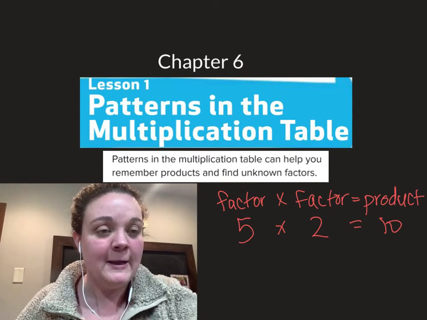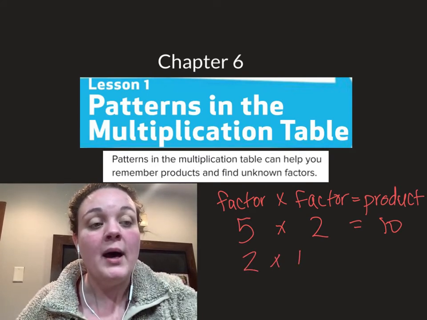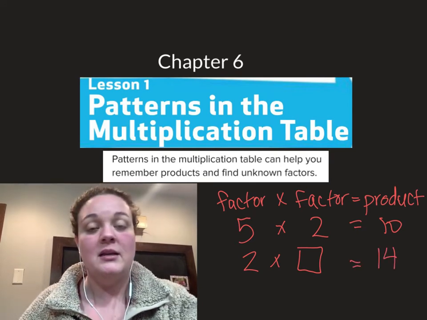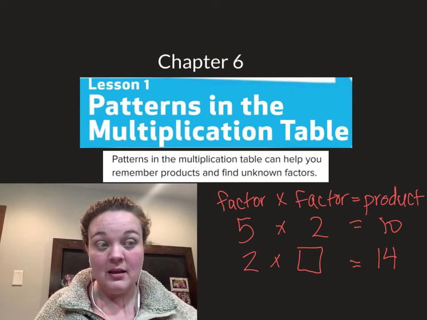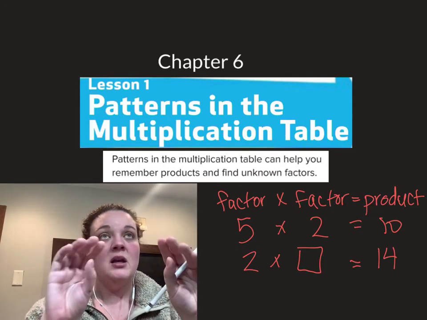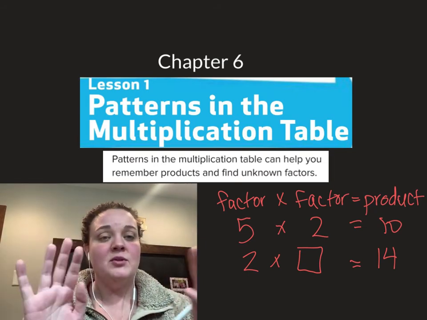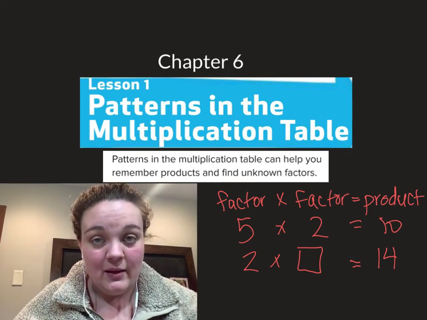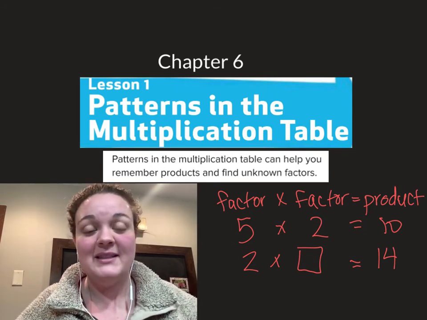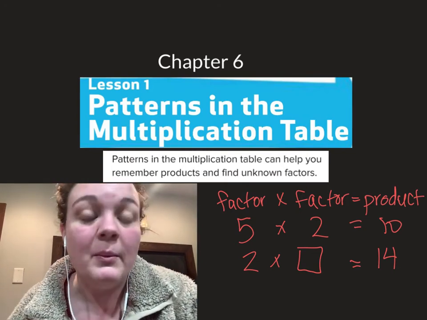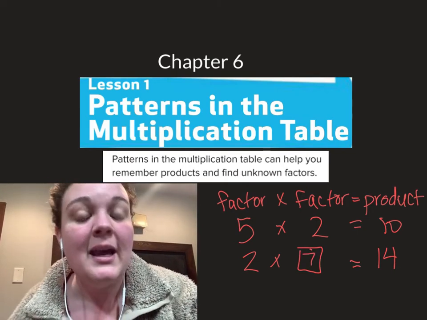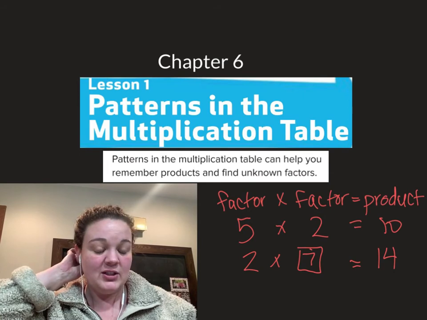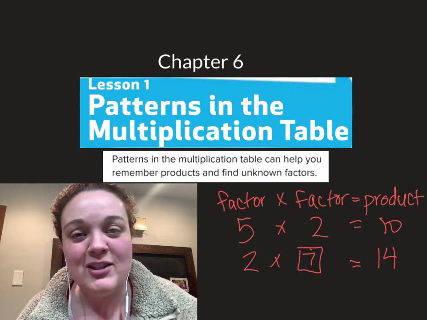Sometimes they might say 2 times what, your unknown factor, is equal to 14. So 2 groups of what equal 14? I'm going to double. 2 groups of 5 is 10. I need to go up. 2 groups of 6 is 12. Go up. 2 groups of 7: 7 plus 7 is 14. So my unknown factor was 7. 2 groups of 7 are equal to 14. Okay, let's jump right in and give this a shot.